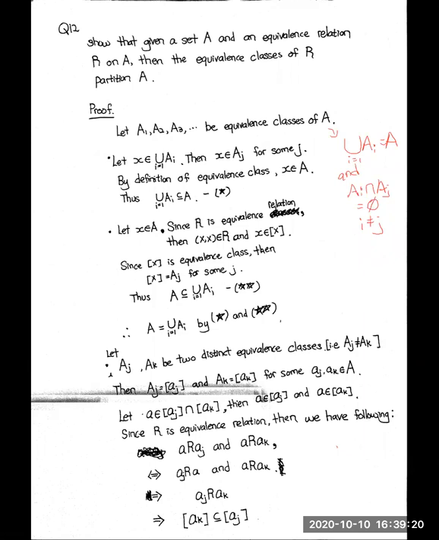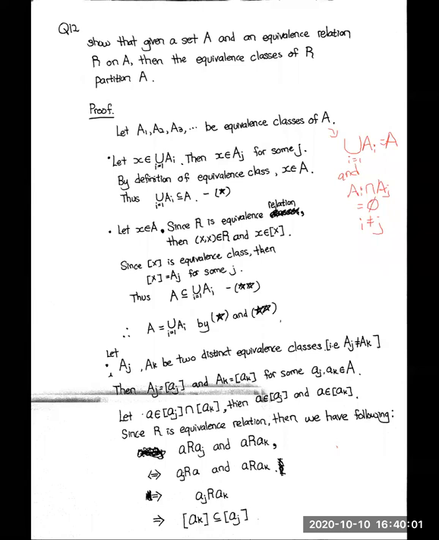Proof. First, let us put A1, A2, all the way, because the partition of equivalence classes can be infinite. In this case we cannot put a finite A_n, for example A1, A2, all the way until An. We can only do this when we know that the equivalence class is finite. However, here we are just given a set A, and we don't know whether the number of equivalence classes of A is finite or infinite. So we assume that it's infinite. So let A1, A2, A3, all the way, be the equivalence classes of A.